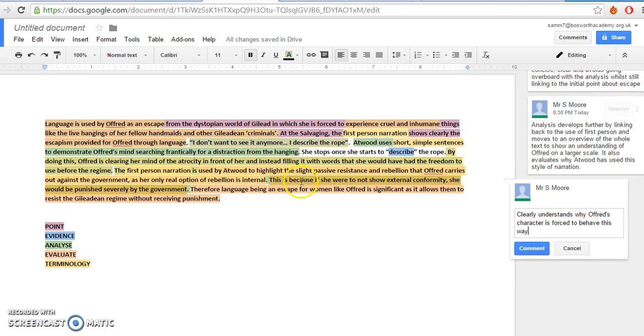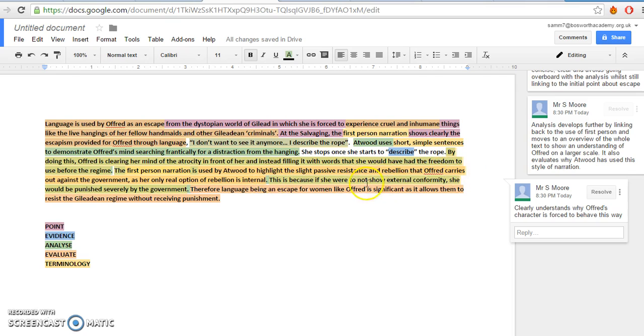And then in this section here, this is because if she were to not show external conformity, she'd be punished severely by the government. It's just again developing understanding of Offred's character, and it's all through this idea of the language and her use of it especially.